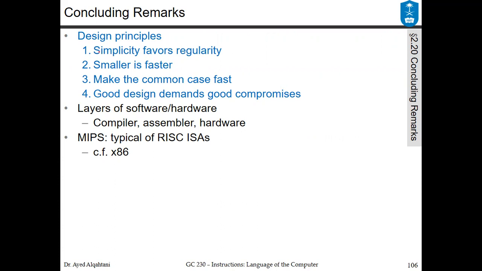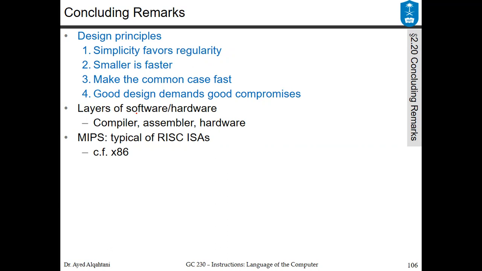Now, as a concluding remark, we have 4 design principles throughout the whole videos. First, simplicity favors regularity, and this is what MIPS and ARM did. Smaller is faster. Make the common case fast, and good design demands good compromises. If you keep those 4 points in mind when you design a new ISA, this will gain a lot of advantage in terms of performance when you try to implement the hardware.